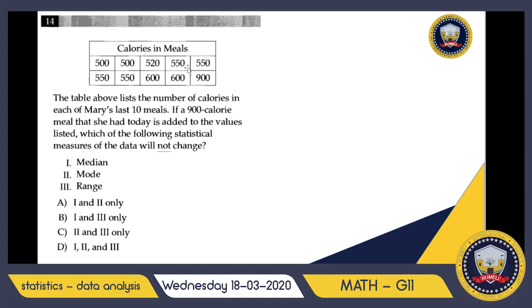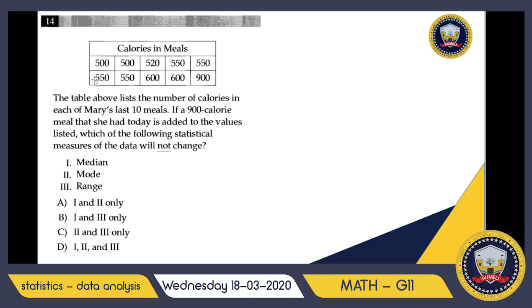Now let's find the median. Before the addition of this value, we can find the median by taking the sample which is at the middle. And since we have n equals 10, which is an even number, we have two middles. In this case 550, 550. So the median before adding this value is 550.